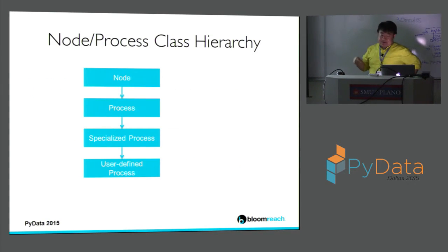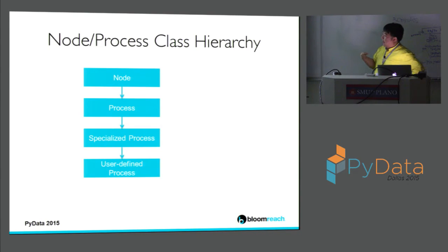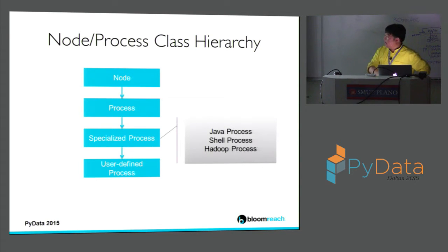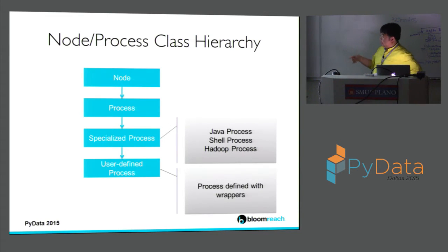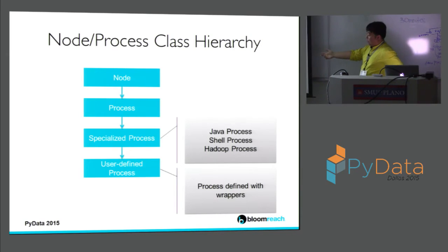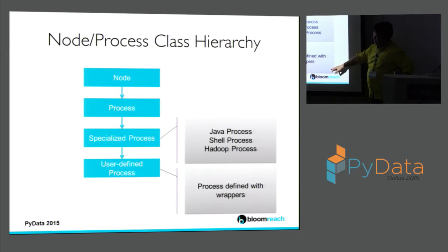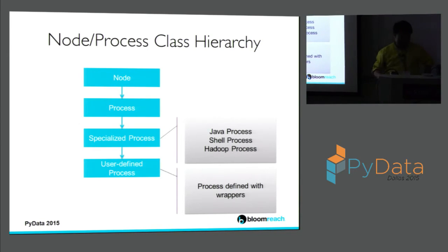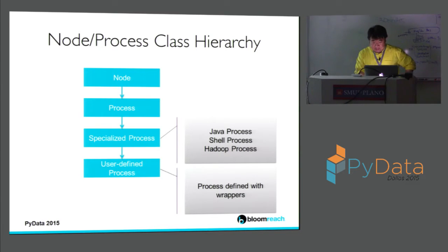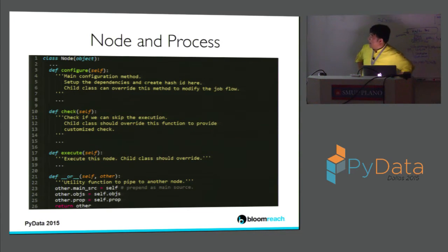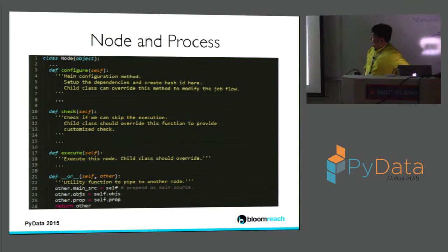This is actually the node object, or the class hierarchy, in Briefly. We have node, we have process, and then we have specialized processes like Java process, shell process, or Hadoop process. And then we have a user-defined process if you want to define your own. And we provide a way so that you can do it easily. So let's look at the magic node object itself.